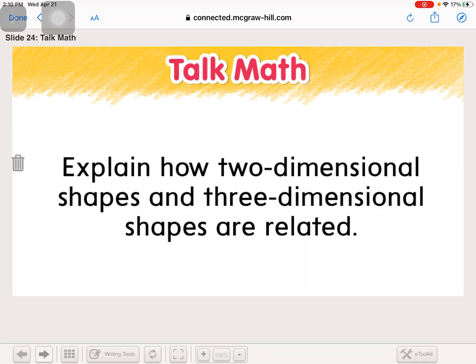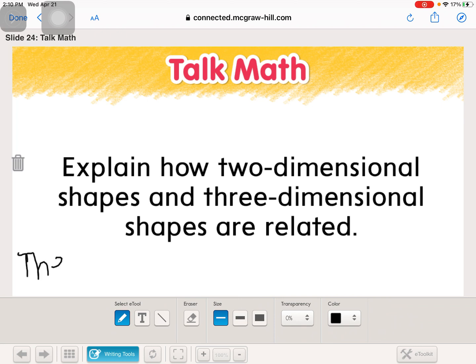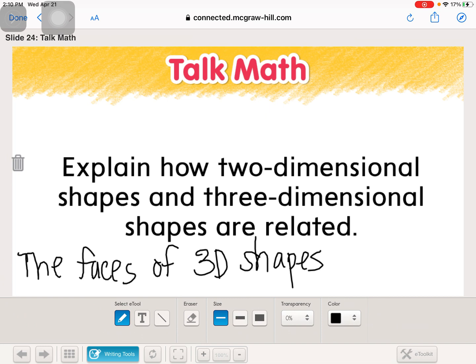So explain how 2-dimensional shapes and 3-dimensional shapes are related. We can say the faces of 3D shapes are 2D shapes. Okay, so you are going to finish pages 773 and 774, and upload pictures to Schoolwork when you're done.